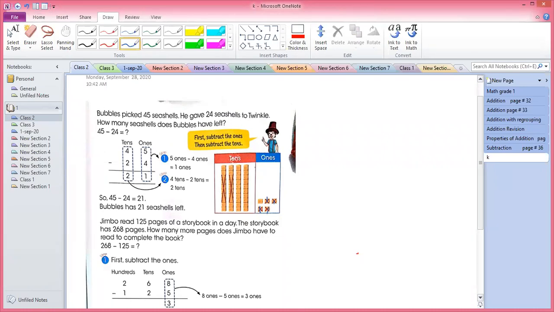For the tens, how many tens were there? 4. And how many do I need to minus? 2. So I will cut 1 and 2. How many tens are left? 1 and 2. So you can see here, I write 5 out of 4, 1, and 2 out of 4, 1. So it is now 21. So we can say that Bubble has 21 seashells left.